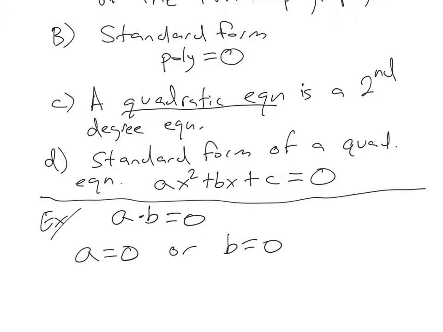Or both of them equal 0, right? Because if two things are multiplied and your answer is 0, that means one of those factors has to be 0, right? We're going to use this all day long, this little idea. All right, this is an idea we're really going to put to use. So let's put it to use right now. Here's our very first example.